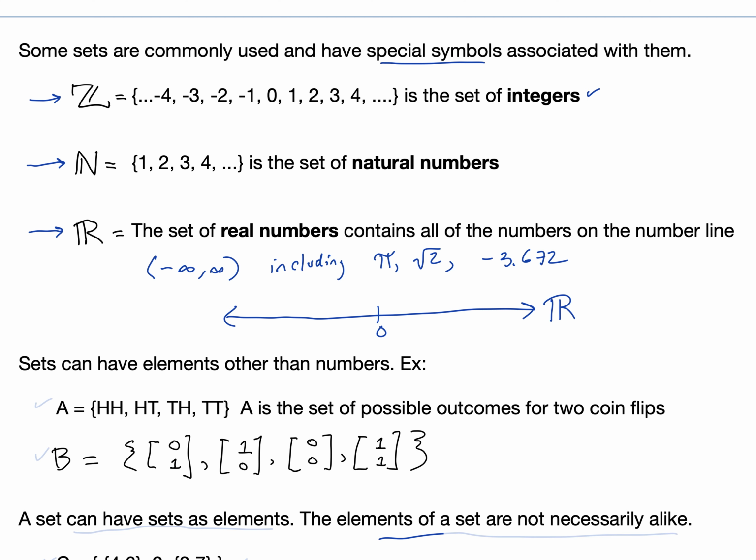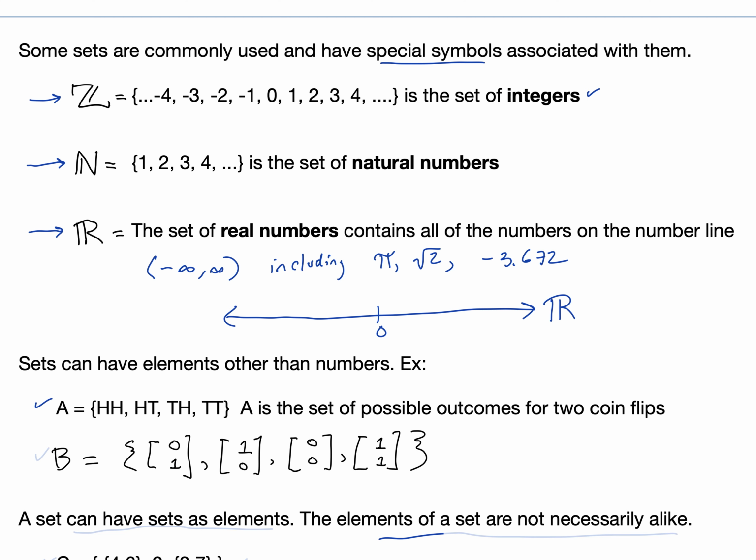Z is for the integers, N is for the natural numbers, R is for the real numbers. All right, so sets can have elements other than numbers. Here are just some other examples of sets. We could say that A is the set of possible outcomes for two coin flips. So in that case, A would be heads-heads, heads-tails, tails-heads, or two tails in a row.